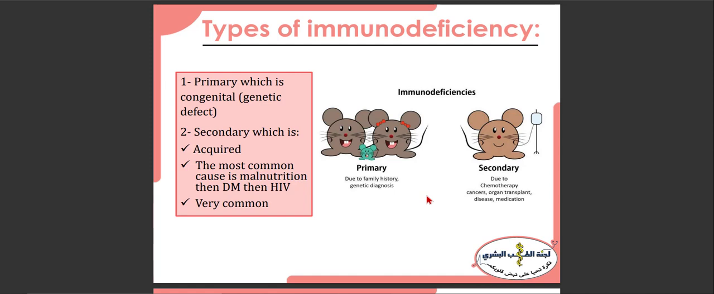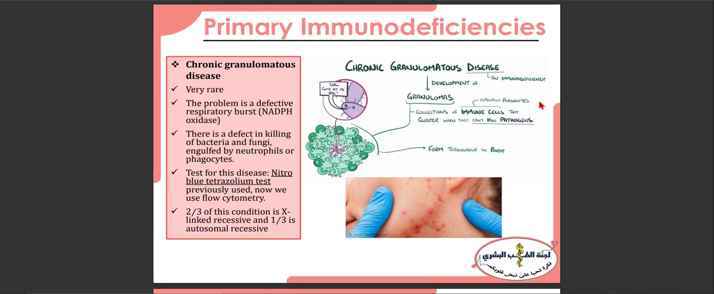The secondary immunodeficiencies can also happen due to chemotherapy. Chemotherapeutic agents is known to lower the body immune response. Also, the organ transplant, where we as doctors give the patient immunosuppressants to prevent rejection, right? Excellent. The first entity of primary immunodeficiencies is chronic granulomatous disease.